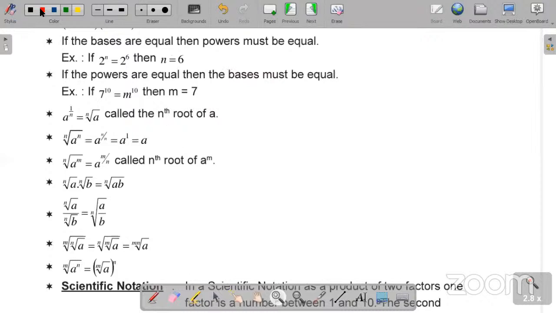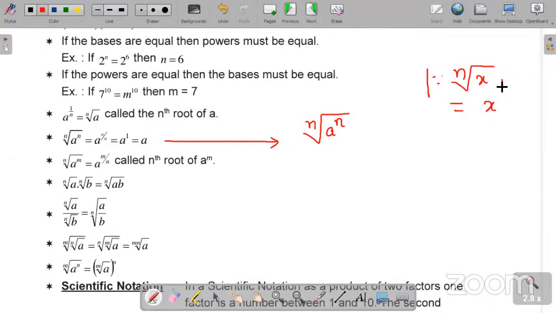Now, let us discuss this point. Suppose you consider this one, nth root of a to the power of n. What will be the value? Nth root of a to the power of n means, my dear students, remember, nth root of something x means x to the power of 1 upon n, or 1 by n. This is equal to a to the power of n whole to the power of 1 by n. n gets cancelled. We have a.